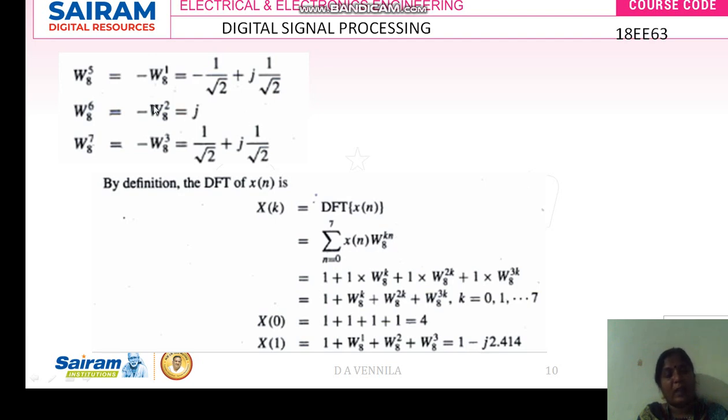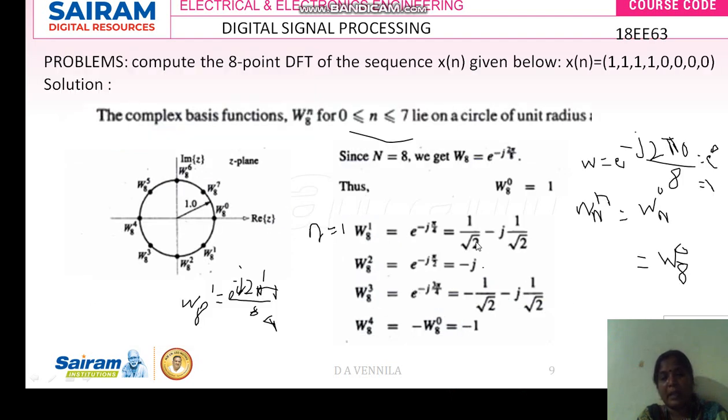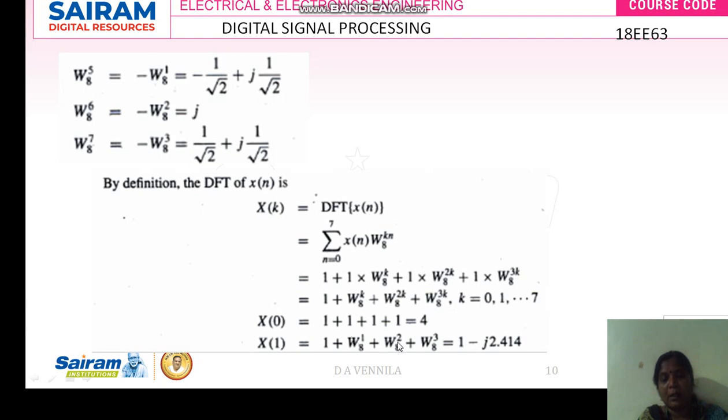So omega 8 1 value we have already calculated. That value I am going to substitute here. What is omega 8 1? That is 1 by root 2 minus j 1 by root 2. That I am going to substitute here. Next omega 8 2, next omega 8 3. The remaining are 0, 0. It is given in the question. If you substitute this value, you will get 1 minus j 2.414.